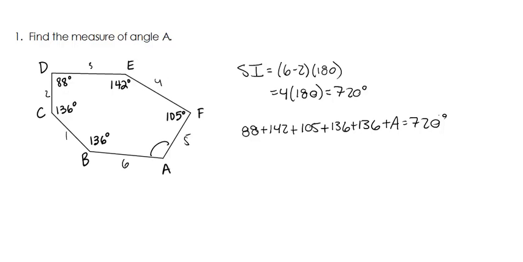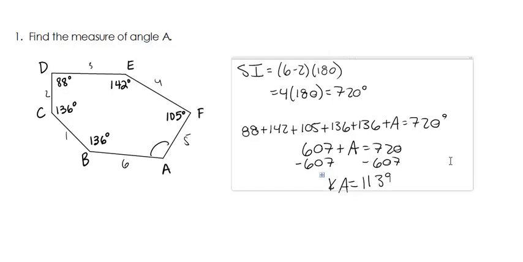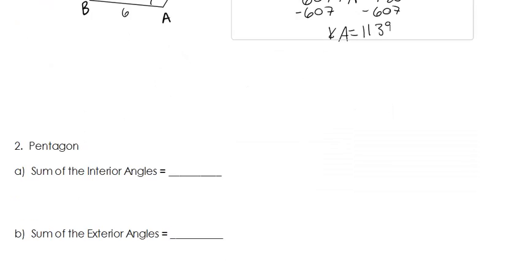And when I add those up, I should get 607 plus A equals 720. Subtract 607 from both sides. So I end up with angle A being equal to 720 minus 607, which is 113 degrees. Okay, so the last angle on this hexagon is 113 degrees. Okay, check out example 2.